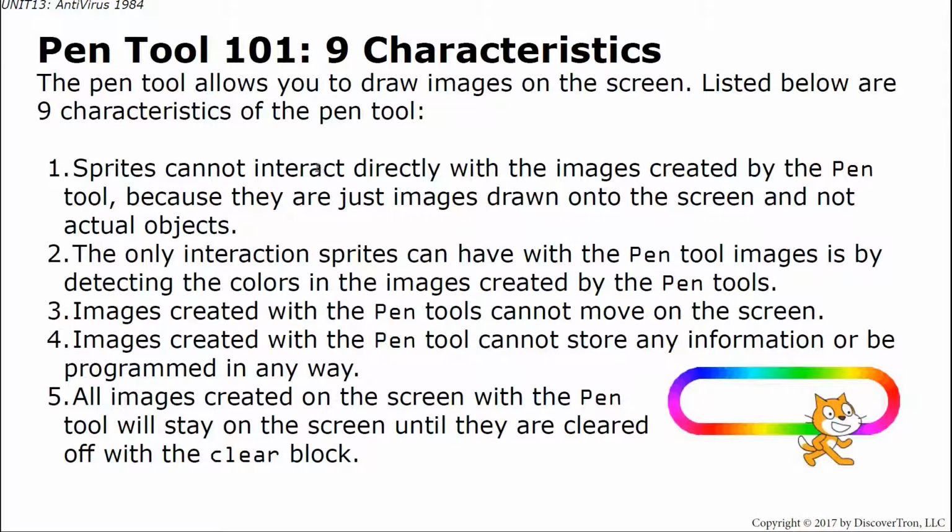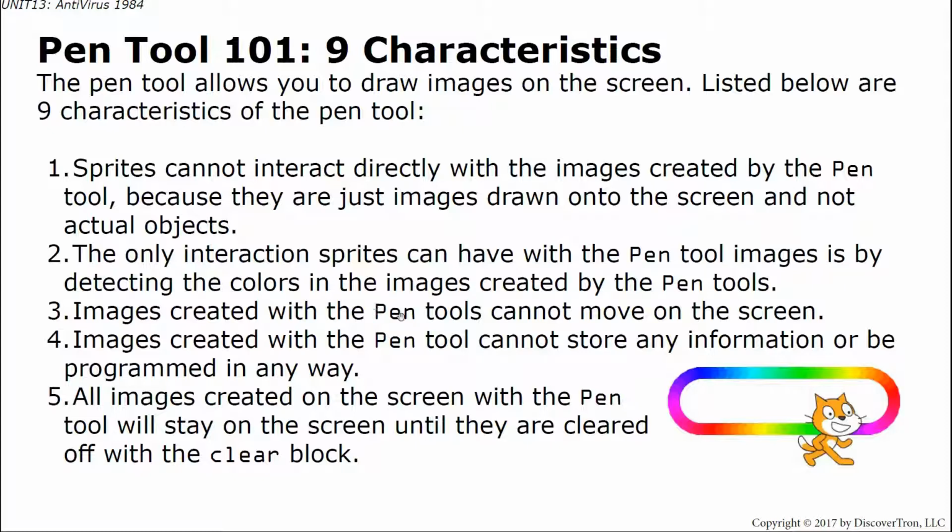Before we close this lesson out, we're going to go through some points about the pen tool. There's a lot of information about this, and I probably should have made 2 lessons, but I'm going to throw it all into one. So here's some characteristics about the pen tool. 1, your sprites cannot interact with the images created by the pen because those images you make are just drawn on the screen. Now your sprite can interact with the colors, but what you're drawing is not an actual sprite. It's an image on the screen that's painted onto the stage, and your sprite can only interact with those colors. So whatever you draw does not become part of the sprite, and it does not become a programmable object. So the only interaction sprites can have with the pen tool is by detecting the colors.